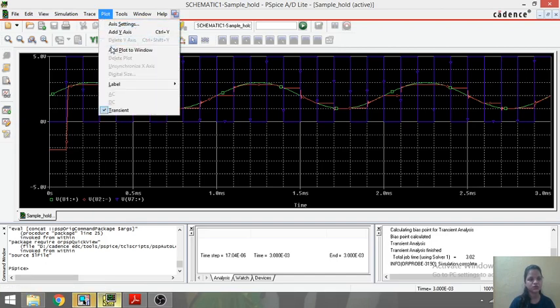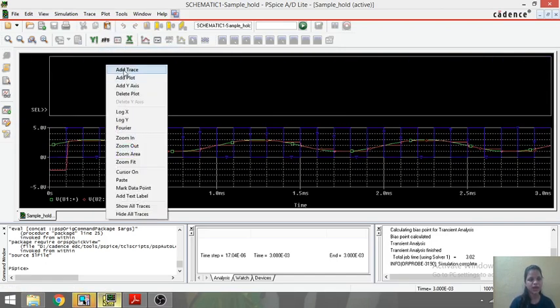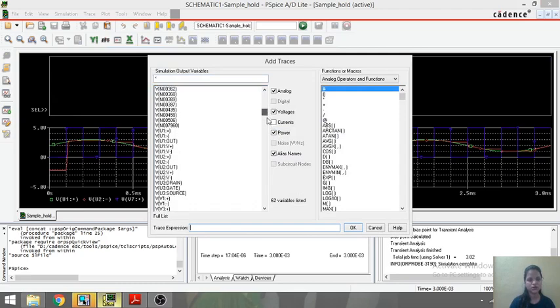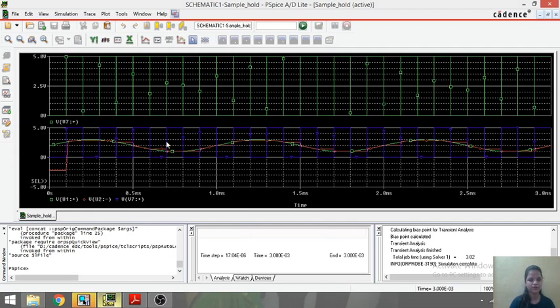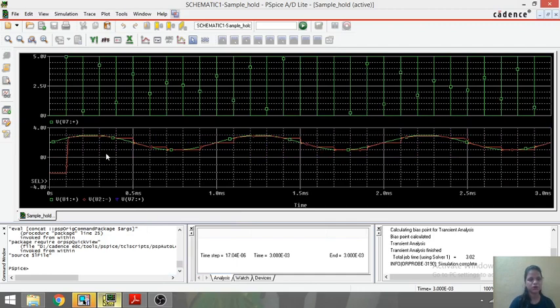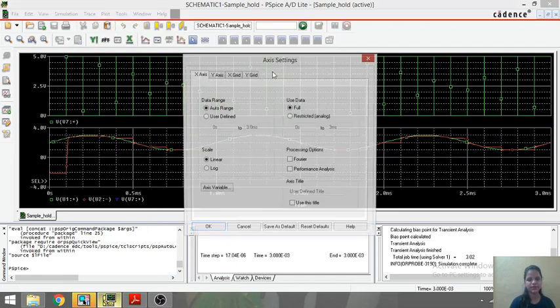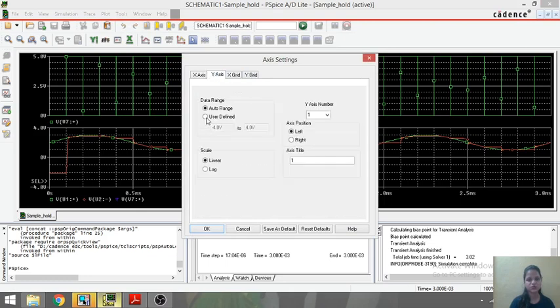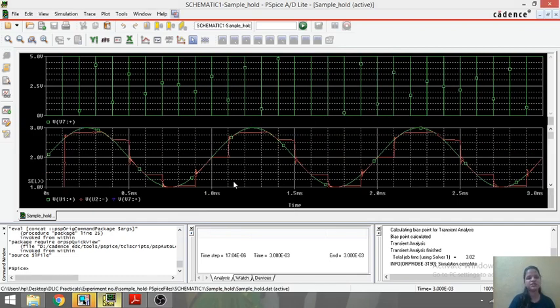So to see, add a window, add a trace. So the control voltage is V7 positive and here you can hide this also. So for this, go to plot axis setting and go to x-axis user defined and start it from 3 and end it to 1 to see the output properly. So here you can see the sample and hold output properly. So the green one is the input wave and the sample and hold output is the red.